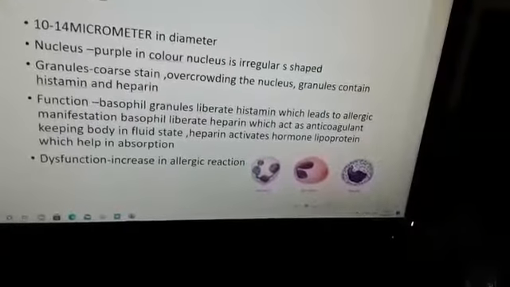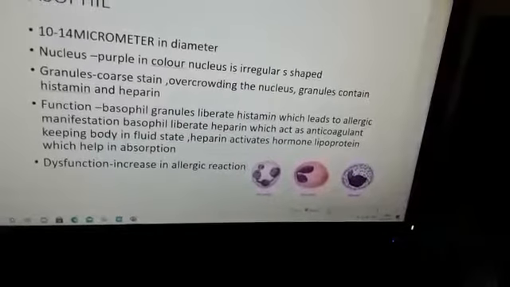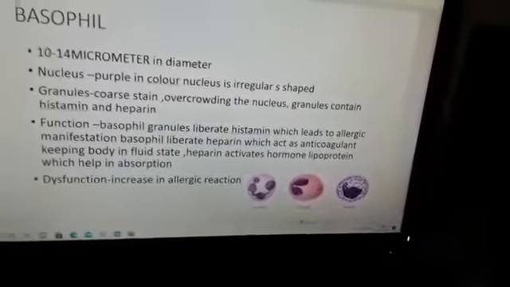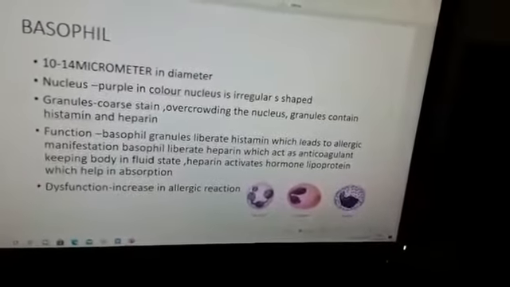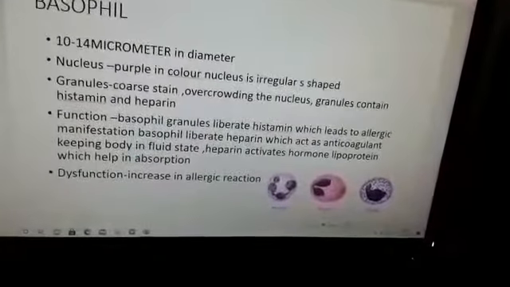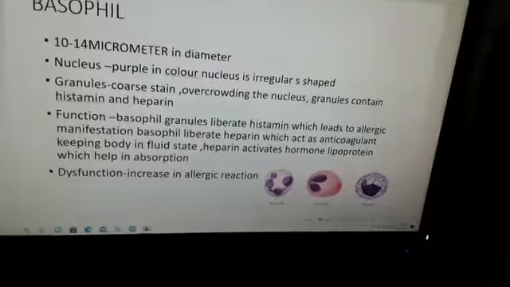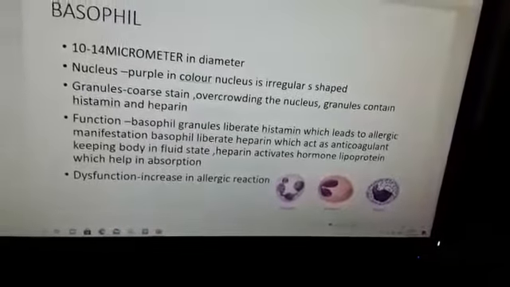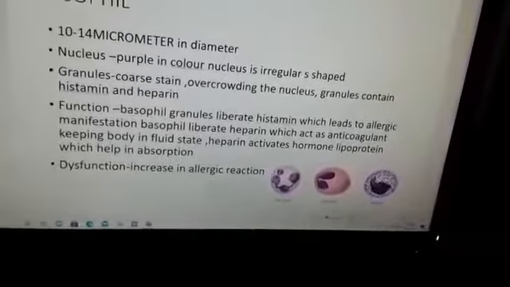Heparin activates hormone lipoprotein lipase which helps in absorption, and dysfunction causes increase in allergic reaction. We saw in the last slide, neutrophil has antibacterial property, eosinophil is anti-allergic, and basophil also activates heparin. Heparin activates lipoprotein lipase which helps in absorption, and due to this the body is kept in a fluid state.